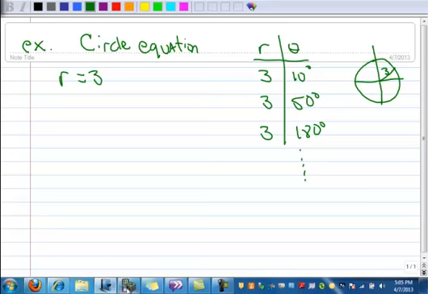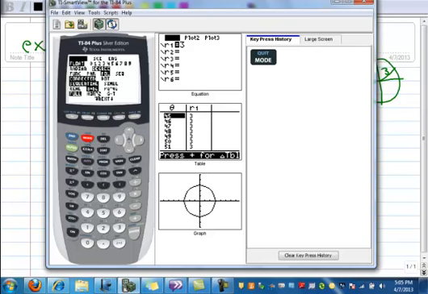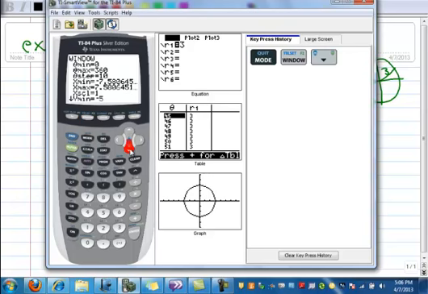this is what it looks like on my calculator. I'm in polar mode, and I've set my window from 0 to 360 because I'm in degree mode. If you were in radian, you would set it from 0 to 2 pi. I have just chosen my theta step as 10. You can play around with that a little bit. And then I've just got my x and y window set.